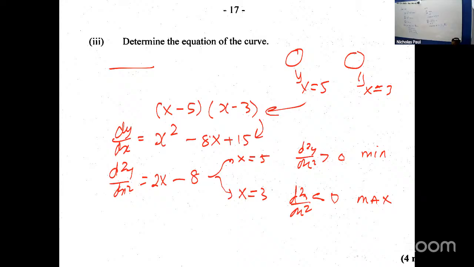But can anybody tell me how to get the equation of the curve? How do you move from dy/dx back to y? Integrate. Right? Integration that we did over the holidays. But ignore that, I'm not reviewing that.